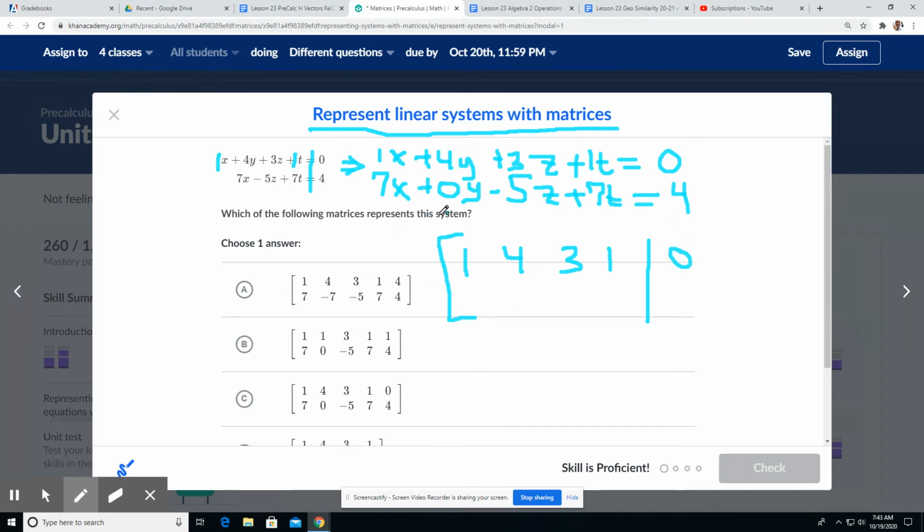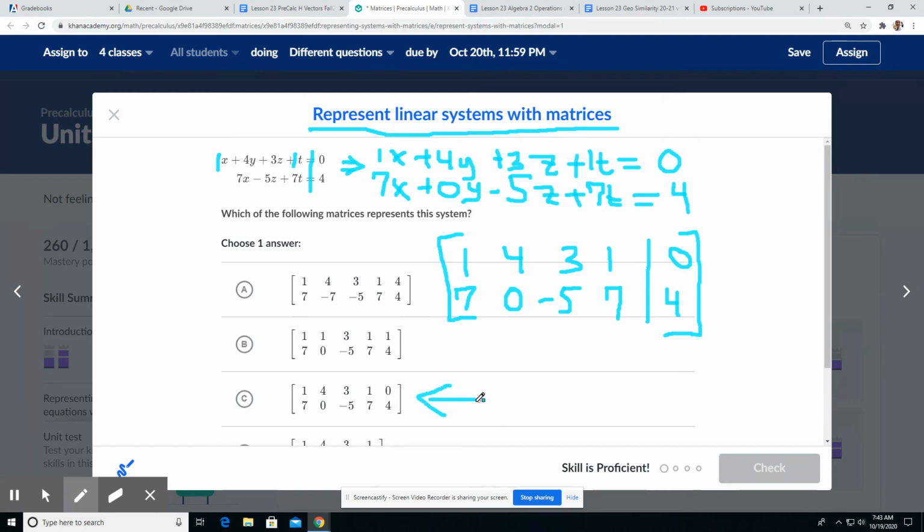On the bottom, can you see what it would be on the bottom? Don't forget any minus signs that are paired with any of your coefficients. So the first one is 7, 0, -5, 7, and our constant is 4. Okay, so then we're just looking for which one of these matches it exactly. And I don't think they're doing any operations on it, so we can flip things and have something that's equivalent, but they want something that's just the representation. So 1, 4, 3, 1, 0, 7, 0, -5, 7, and there we are right there.